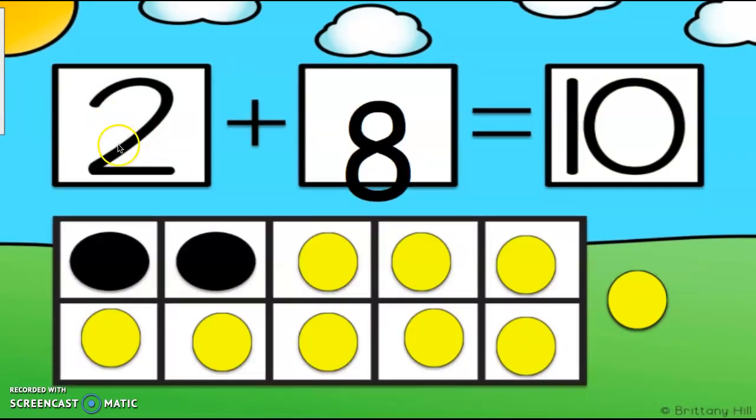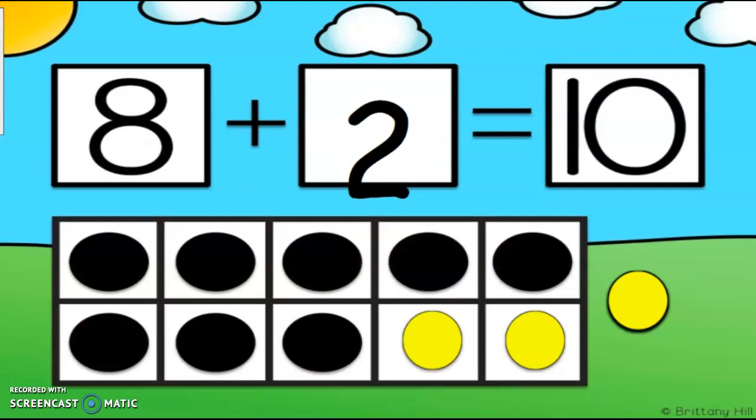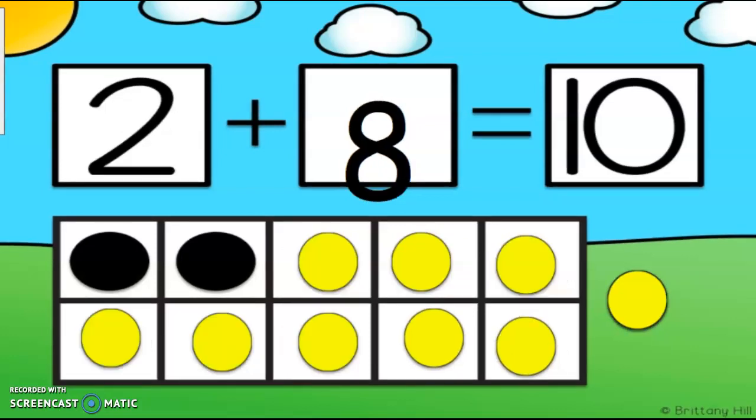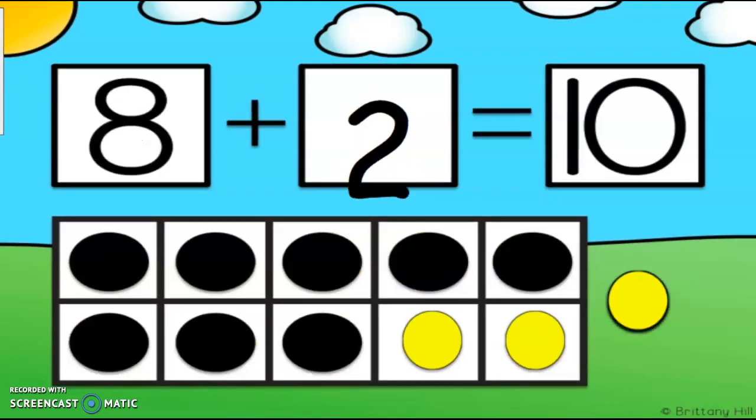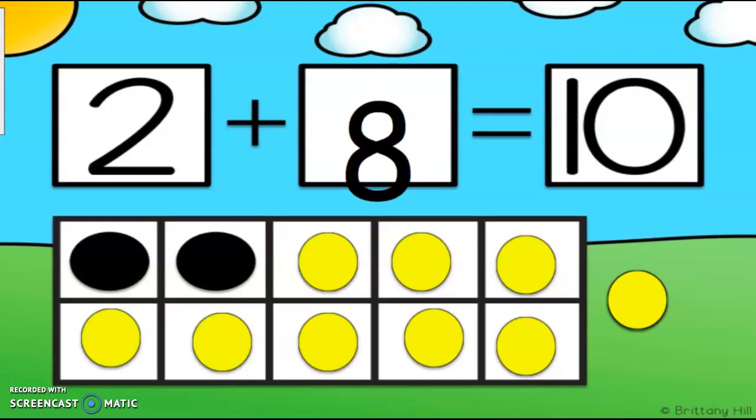We made sure that our 2 was black because that's the number we're showing first. And then we did our 8 for this one. But this one's the same thing. It's the same partners. When we're adding, it doesn't really matter who comes first.